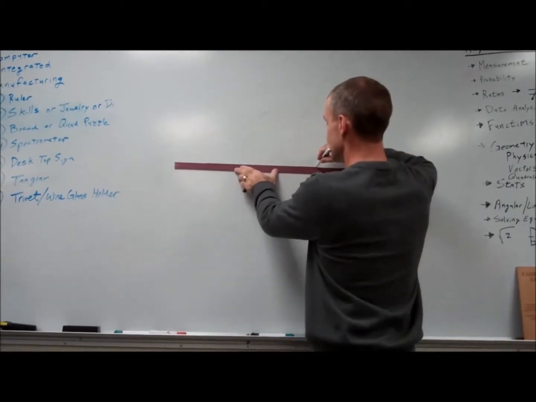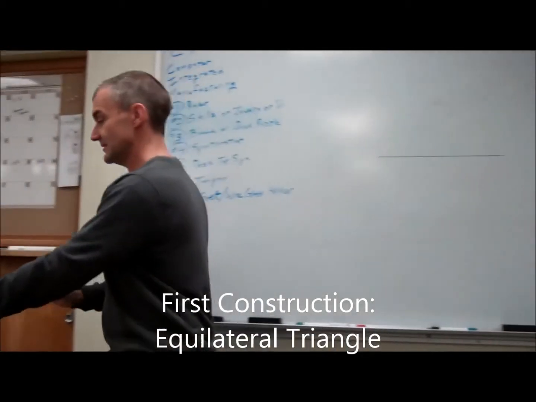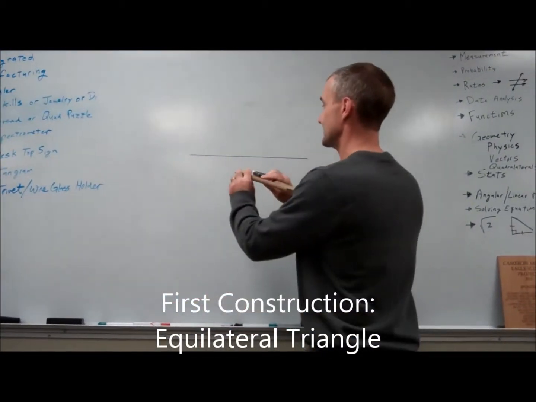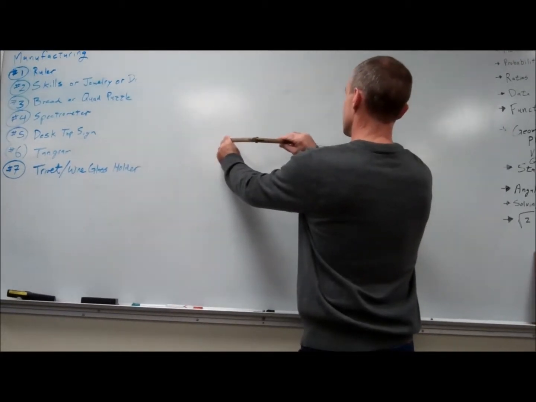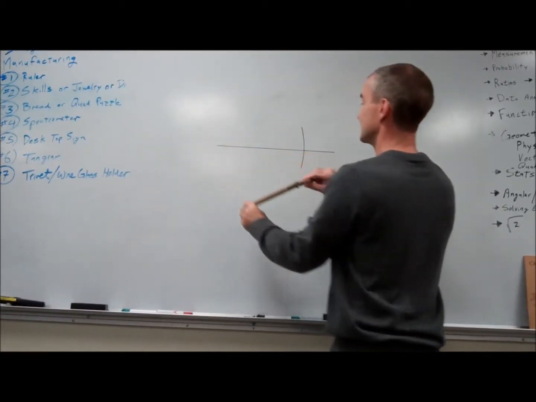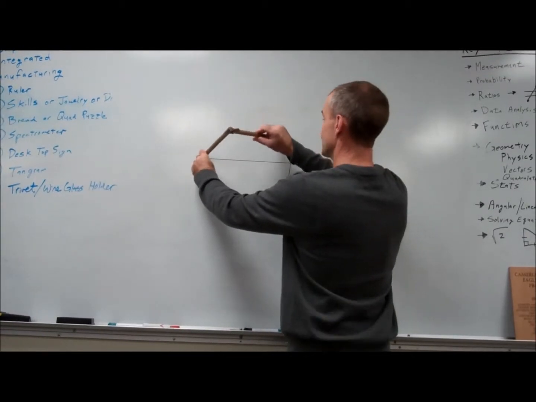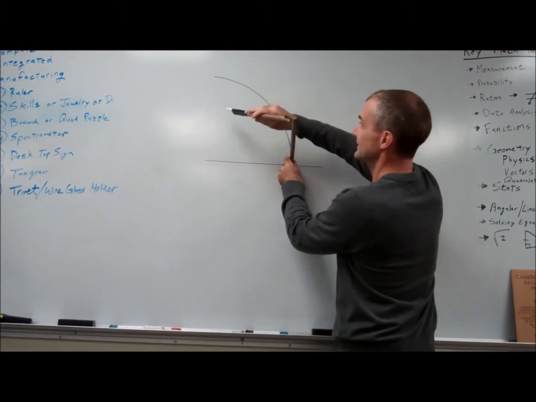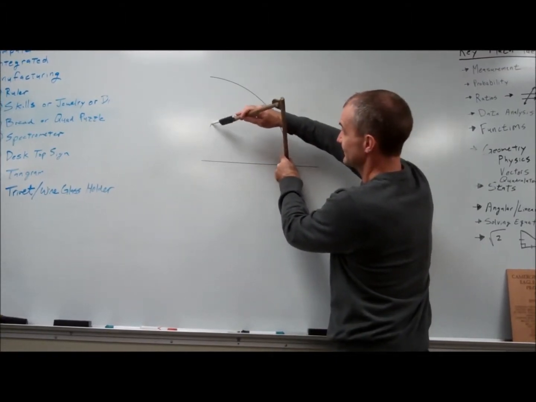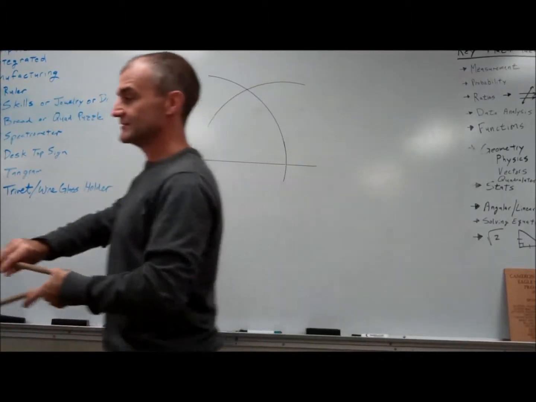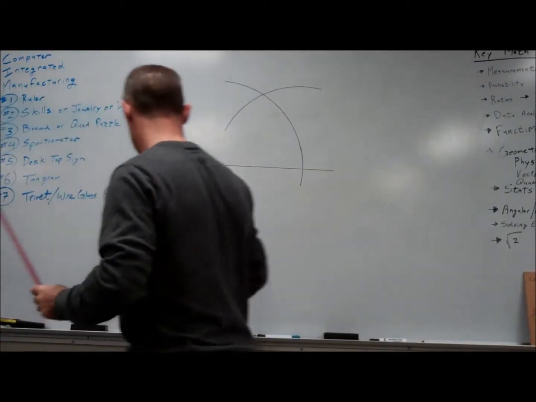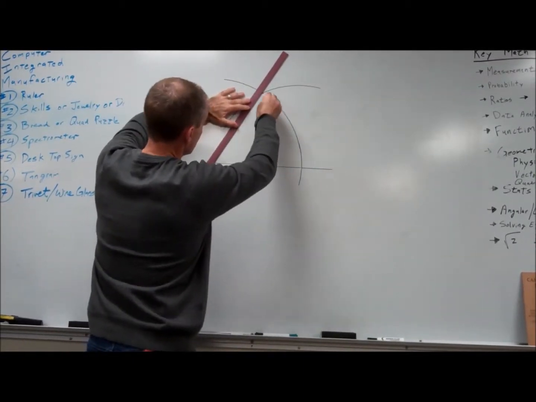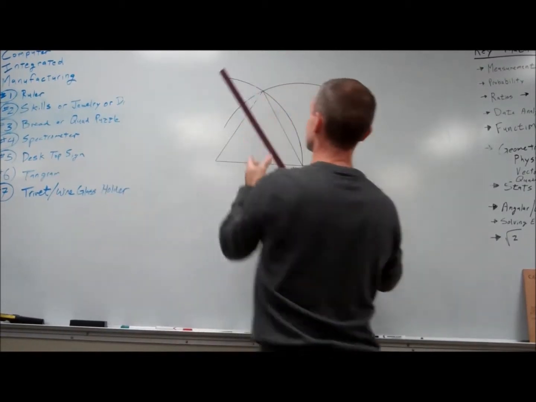So if you just start with a given line, and then off of that given line, you create an arc. You set your compass at a set distance, and you create an arc across that line, and then you take that same arc and continue it all the way up this way, and then create another arc of the same radius. Where those things intersect will give you an equilateral triangle. So now I just use my straight edge to connect these vertices, and there's an equilateral triangle.